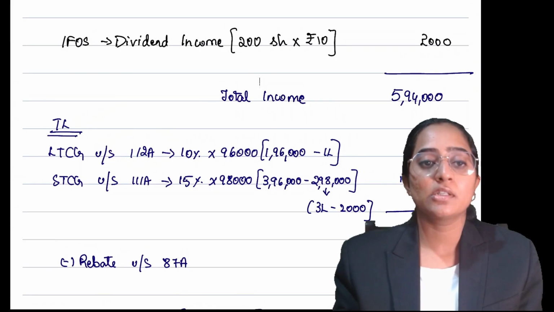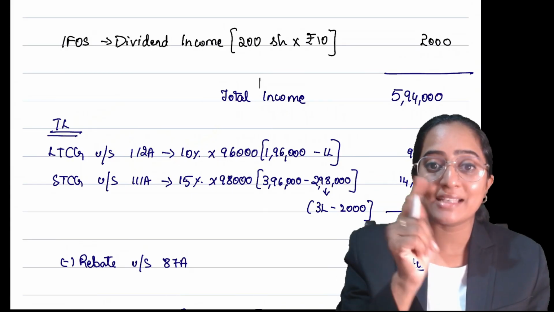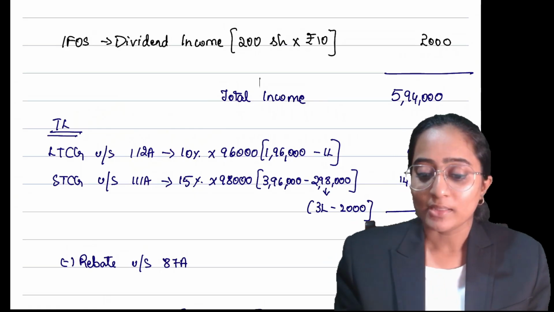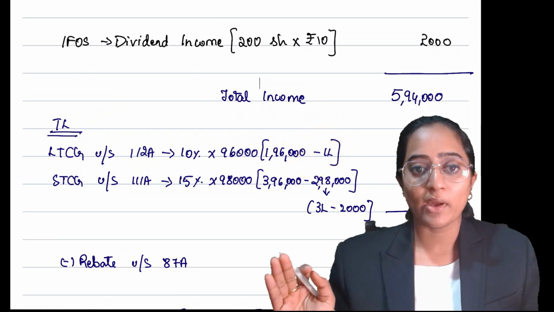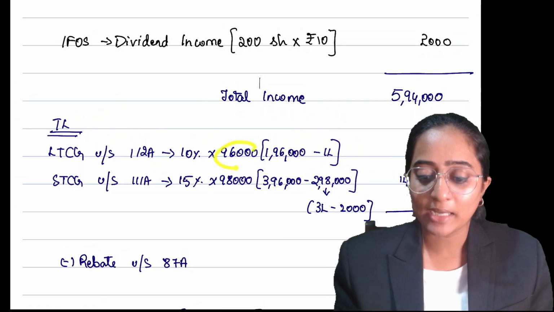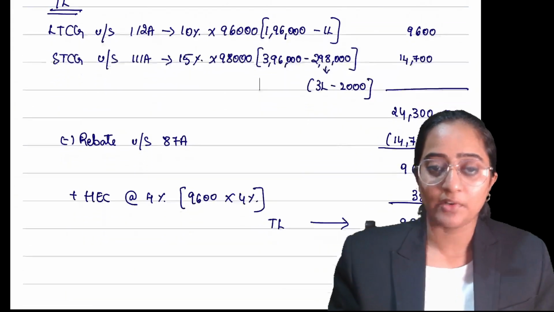The tax liability, we all of us know the short-term capital gain and the long-term capital gain. Long-term capital gain coming under section 112A comes with a 10%, and excess of 1 lakh rupees is going to be taxable under 112A. That is 1,96,000 is your total. Out of that, 1 lakh rupees is the exemption which the government itself has provided. I'm going to subtract that with my long-term capital gain. And whatever 96,000 I'm getting multiplied by 10% is going to be 9,600.